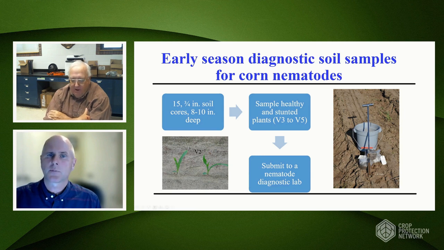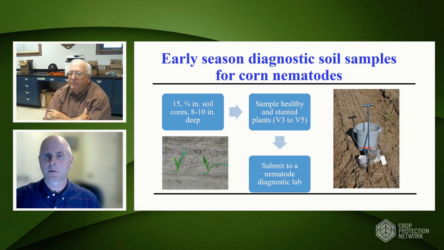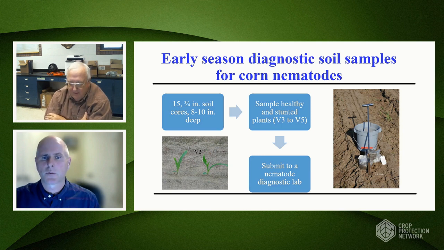As I mentioned, sample healthy and stunted plants. Also, take some time to investigate the root system. Do you see that starburst symptom? Do you see stunted roots? What else might be going on there? Depending on if you get your sample back and it's no nematodes, what else could certainly be going on?